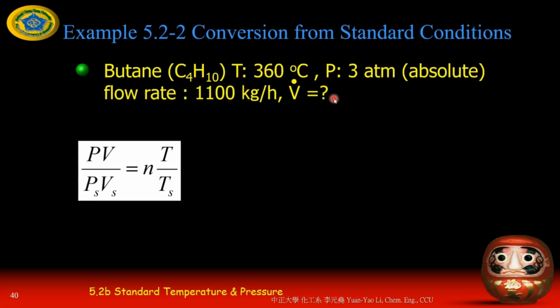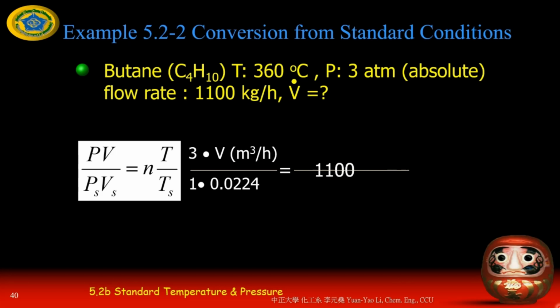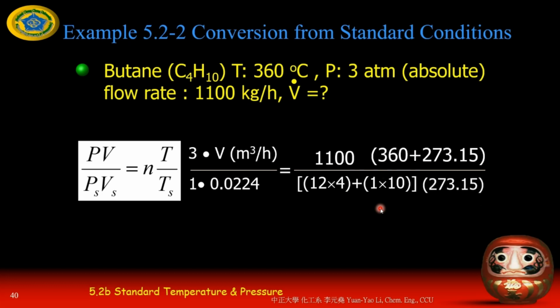But if you don't know the gas constant and you just know the standard pressure, standard volume, and standard temperature, you also can get the answer, right? So 3 times the volumetric flow rate equals, sorry, PS is 1 atm and VS is 0.0224. If you remember this, and you take the 1100, and you got the molecular weight, and you put in the temperature, and your standard temperature is 273.15.